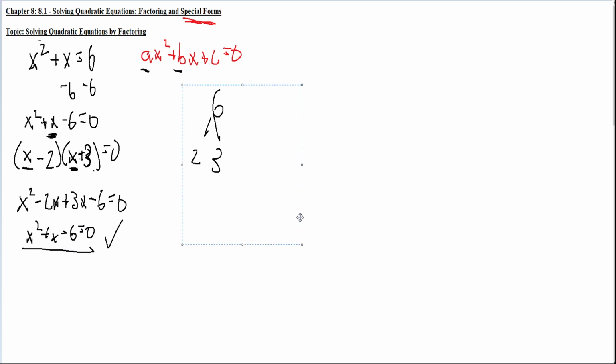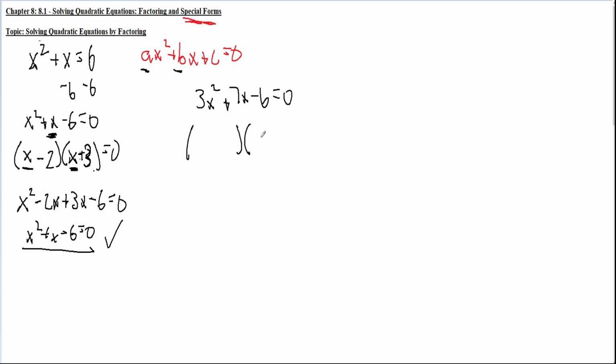Okay, let me make some room here. So the second example is if we have 3x squared plus 7x minus 6 equaling 0. And so the first thing that we want to think about is what factors go here that will give us 3x squared. And since 3 is a prime number, its factor tree only has 3 and 1. So we know that we should have a 3x here and then an x right here.